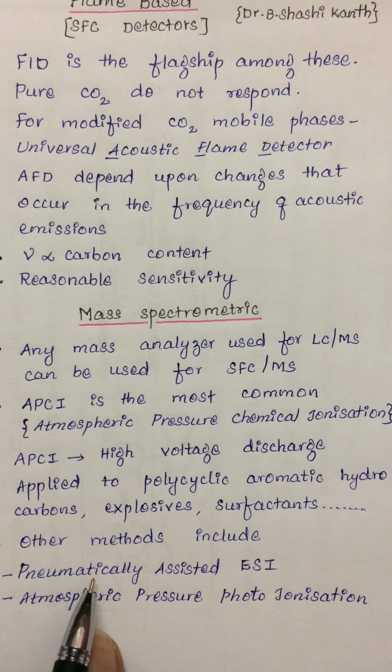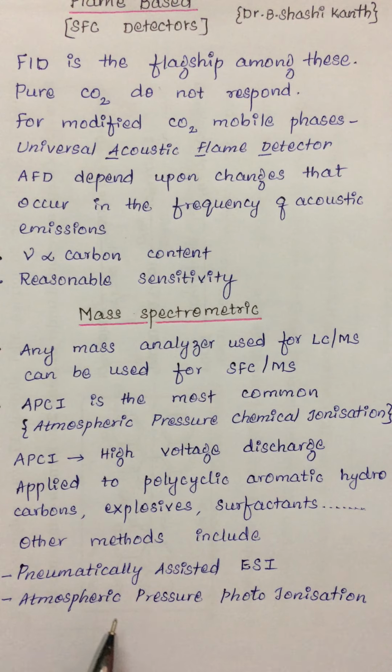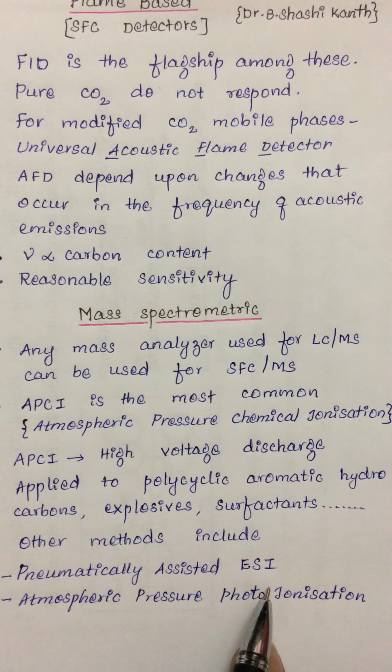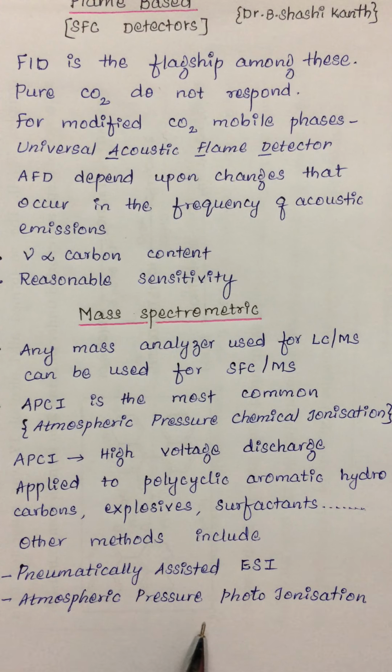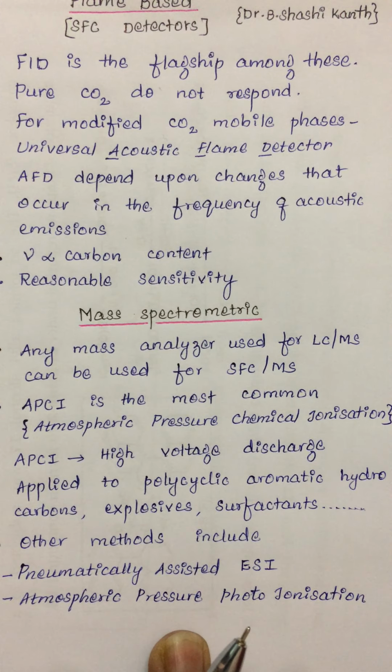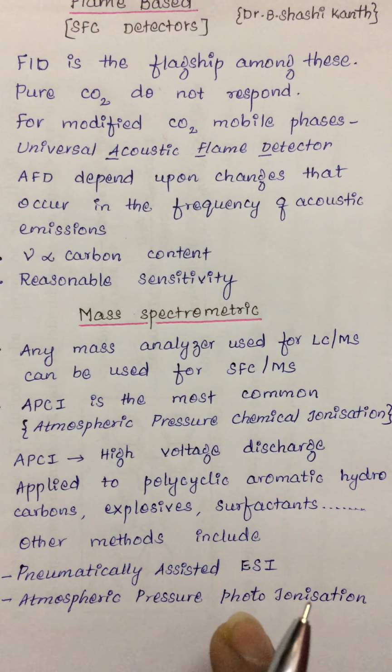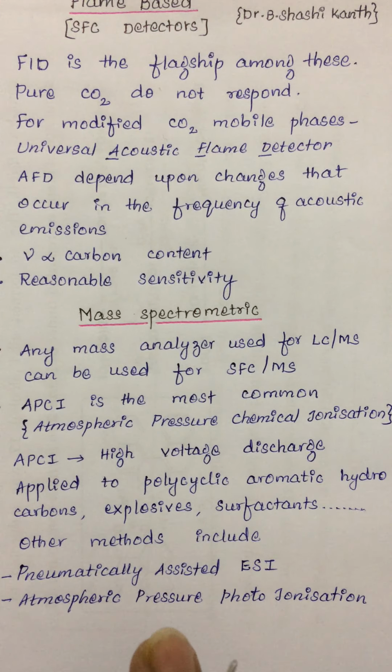There are also some other mass spectrometric methods. These include pneumatically assisted electrospray ionization, abbreviated as pneumatically assisted ESI. The other technique is atmospheric pressure photoionization, abbreviated as APPI, and several other techniques can also be found. So this is in brief about some important detectors that are being used in supercritical fluid chromatography. Thank you.